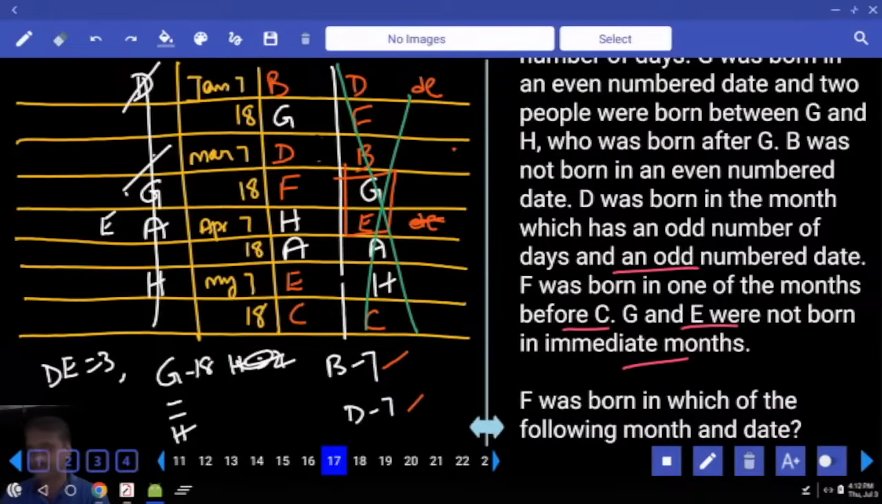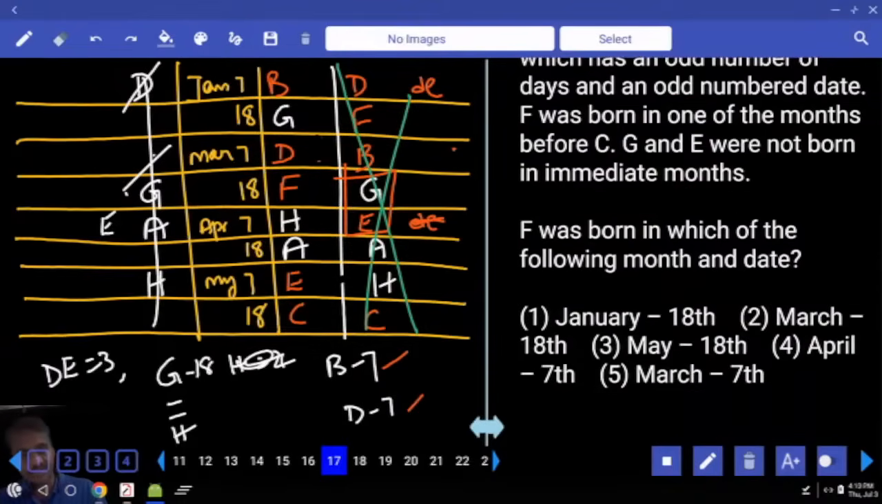Done? Then coming to question number 17. Now F was born in which month and date? March, 18th of March. 18th of March, choice 3, question number 17. Then next one, 18th of March, that is choice 2.